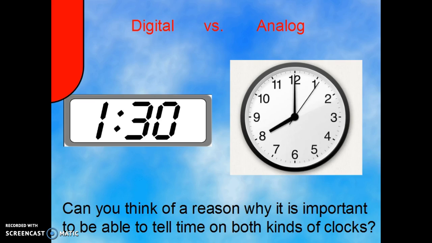Can you think of a reason why it's important to be able to tell time on both kinds of clocks? Well, these days I think most of you are used to seeing clocks this way. This is kind of the easier way to tell time. This says 1:30, and that's what it looks like, 1:30. However, you're not going to see that every place. There are still many places, especially more formal places like doctor's offices, on watches, where you're going to see this kind of clock. So it's important to know how to tell both kinds of clocks. This one, of course, says 8 o'clock.